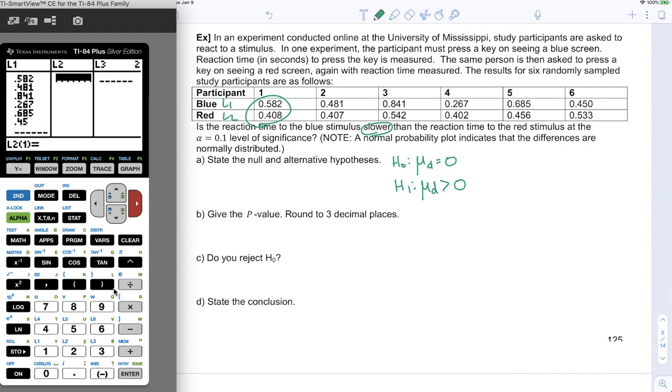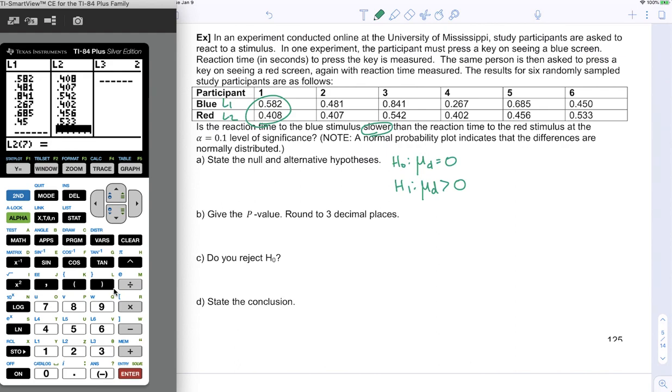So now I'm going to list 2 to type in the red times. Make sure you keep them in the same order because these data are matched pairs, meaning they literally match up with each other. So 0.408, 0.407, 0.542, 0.402, 0.456, and 0.533.